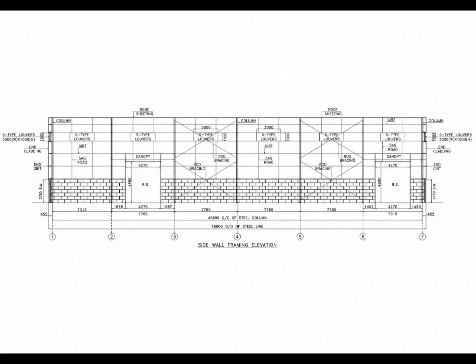Now that we have identified the sag rod location in the side wall framing, the next step is to understand how this member appears in another view of the PEB structure. This will help us connect the 2D drawing information with the actual arrangement of the member in the building. So, let's move to the next slide and continue our sag rod analysis from the real PEB project.